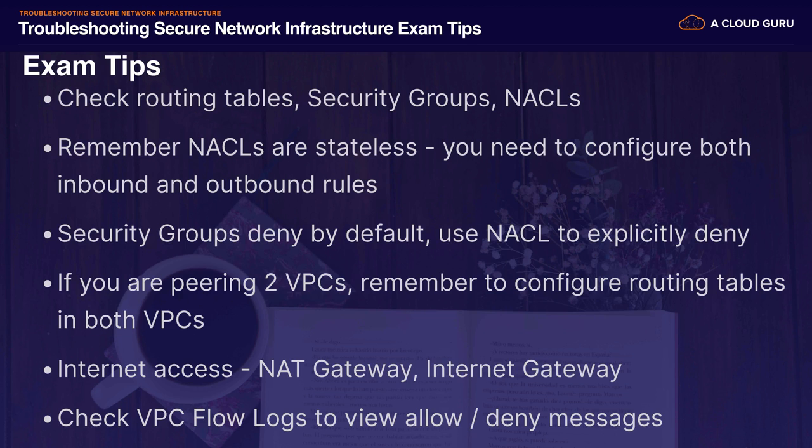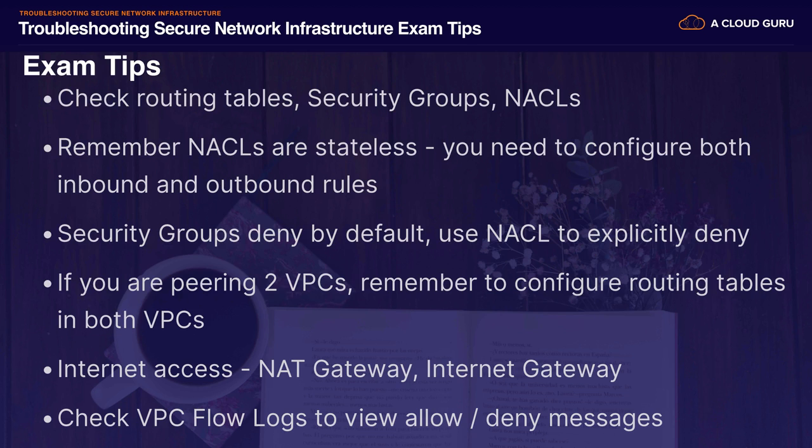And remember, network access control lists are stateless, so you're going to need to configure both inbound and outbound rules to allow your traffic, whereas security groups are stateful and you do not need to configure both inbound and outbound. And security groups deny by default, so you can only add allow rules. And if you want to add an explicit deny, you're going to need to use network access control lists instead.